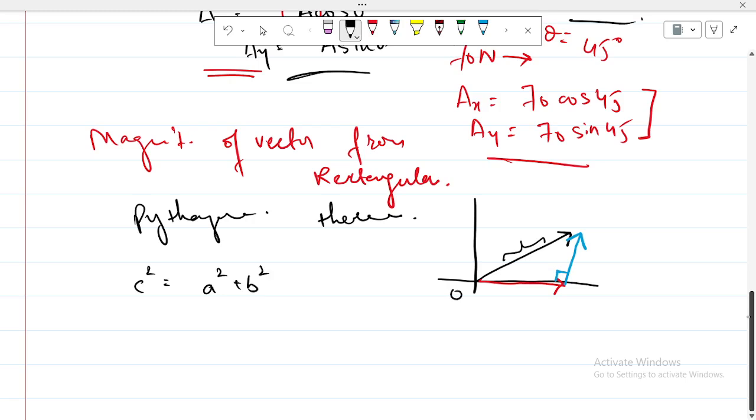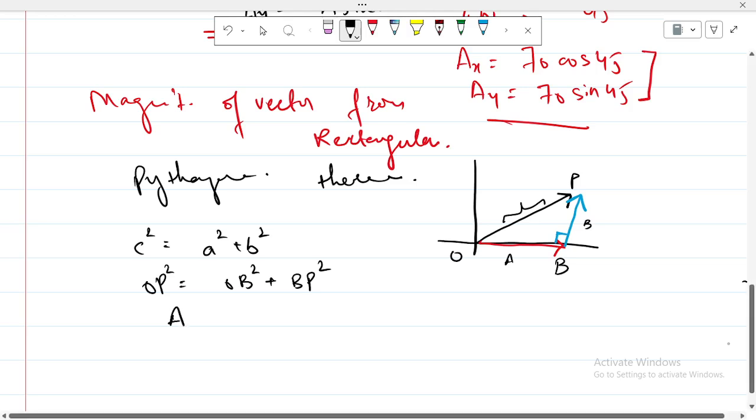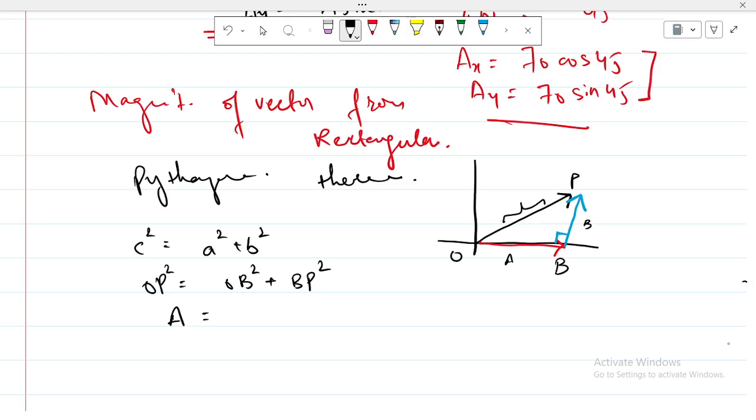For example, this origin is O. This point is E. This is B. Then we already know this resultant is actually OP squared equals, let's call this A, this B, and this is OB squared plus BP squared. Now this OP is nothing but our original vector itself. Let's call this A. Then this is actually equal to AX squared.